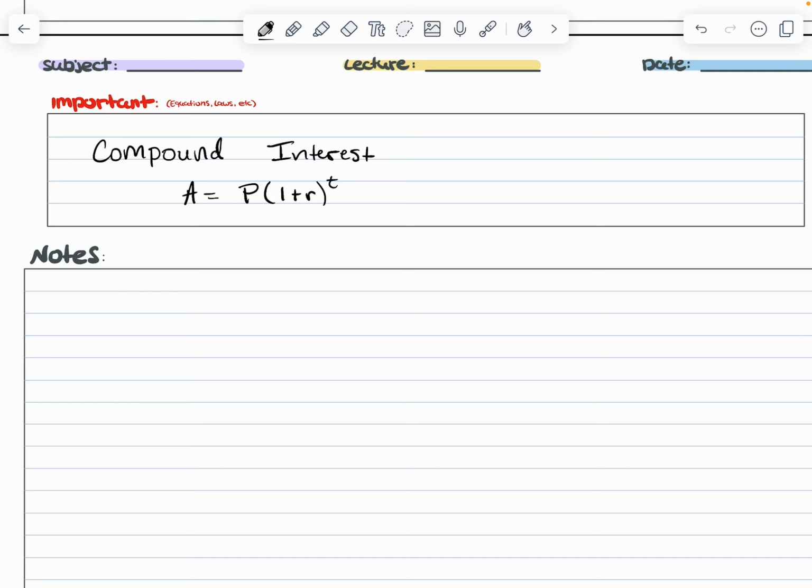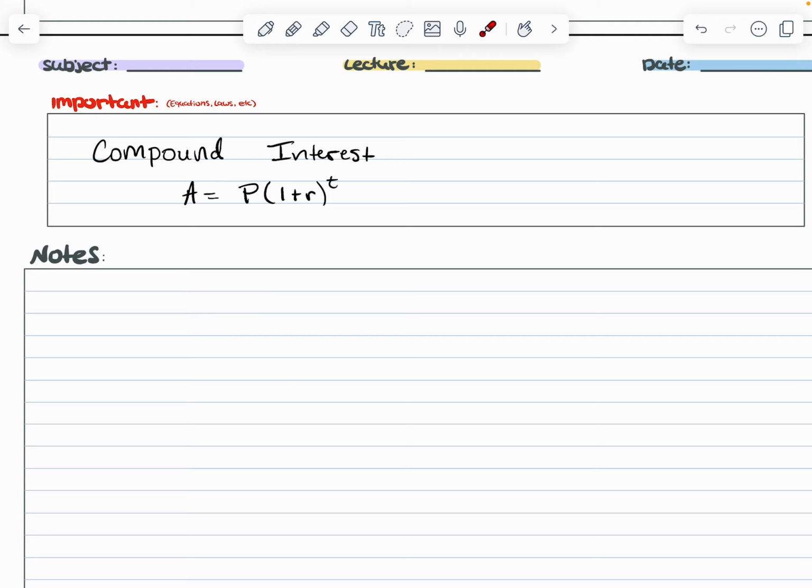We've got compound interest. The formula for compound interest is right here. The total amount, that's what A stands for, is equal to P times 1 plus R, and we've got to raise that to the T power. The way that you raise something to an exponent in the calculator is there's a little button that looks like a triangle without the bottom of the triangle.